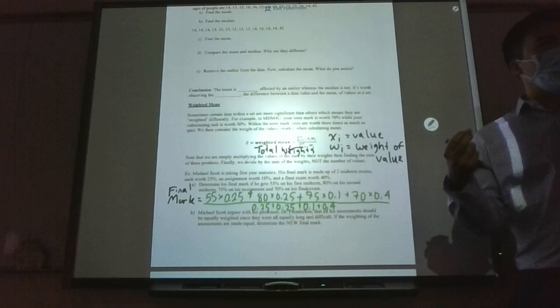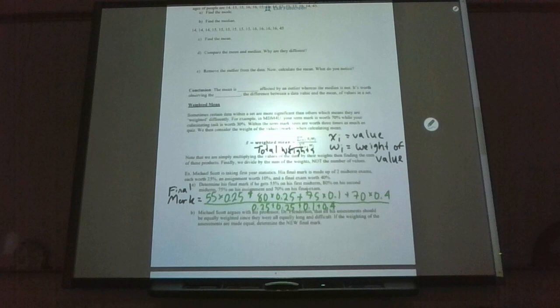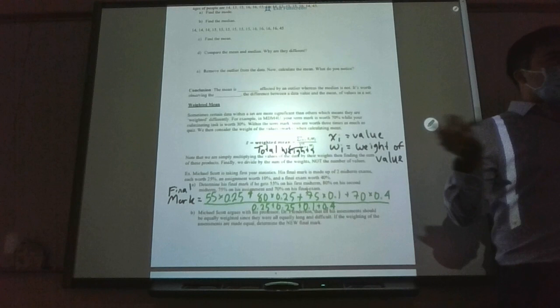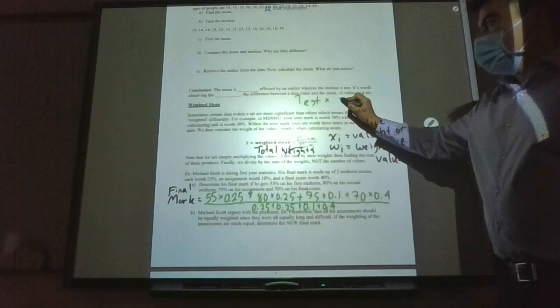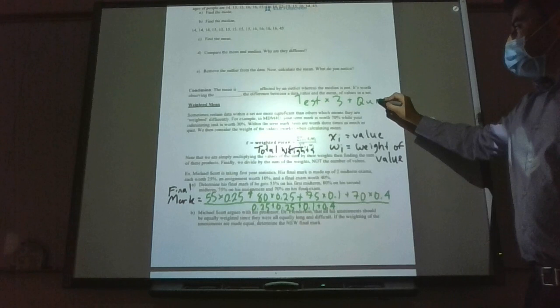So it's very easy to manipulate this formula. It doesn't only work for the final mark. It works for any point in the course, right? This is really helpful for you guys. So just so you know, my little tricks of the trade: when I calculate your mark, I basically multiply your test mark by 3, and I do this on Excel. And then I take whatever your quiz marks are, and I multiply by 1.